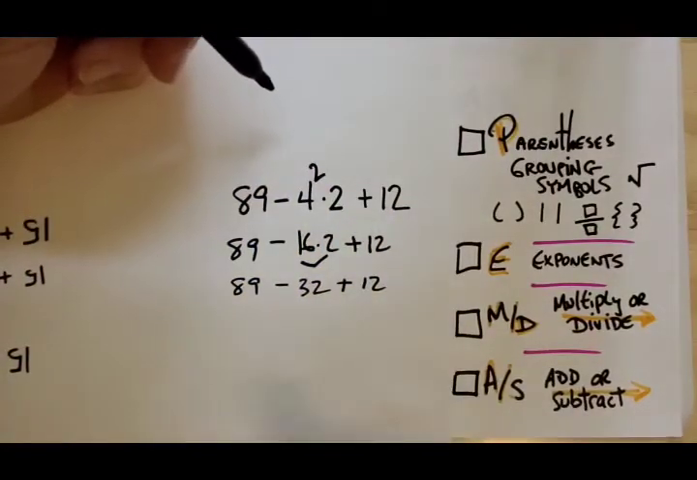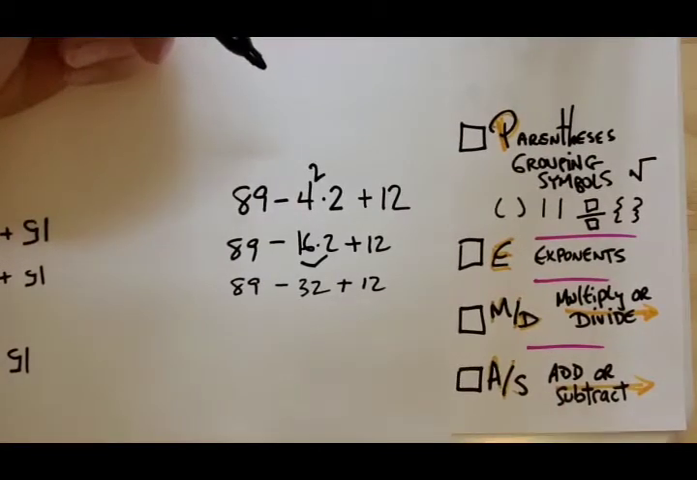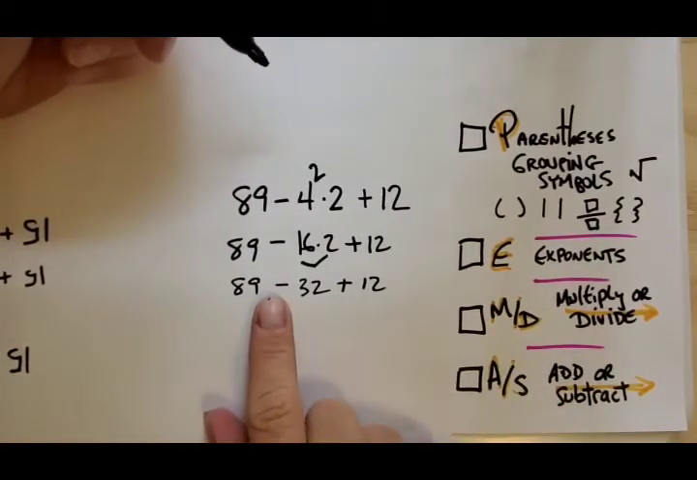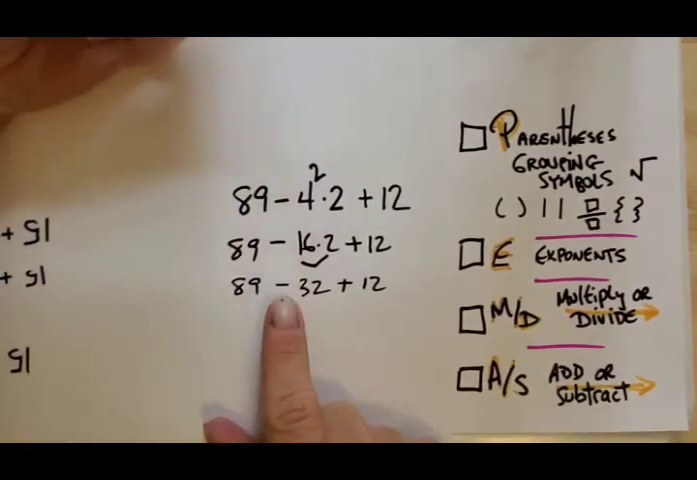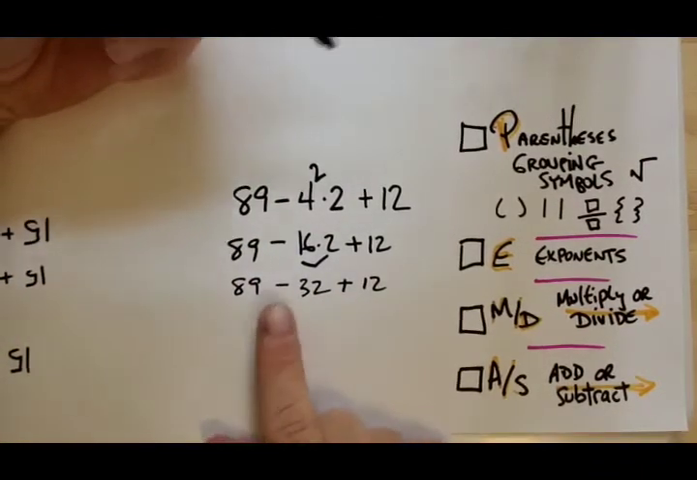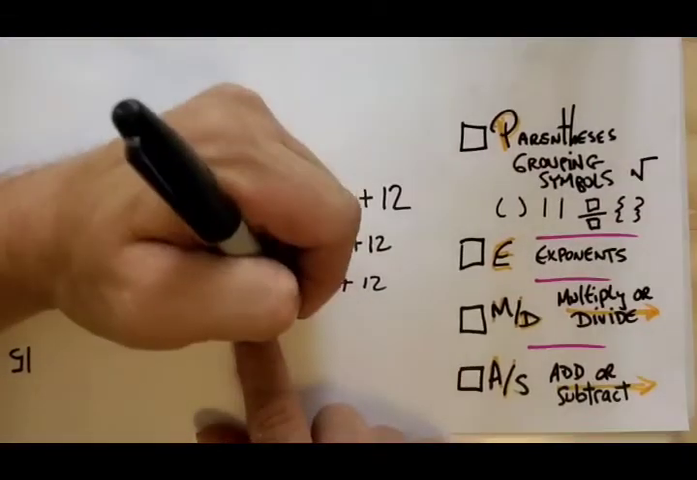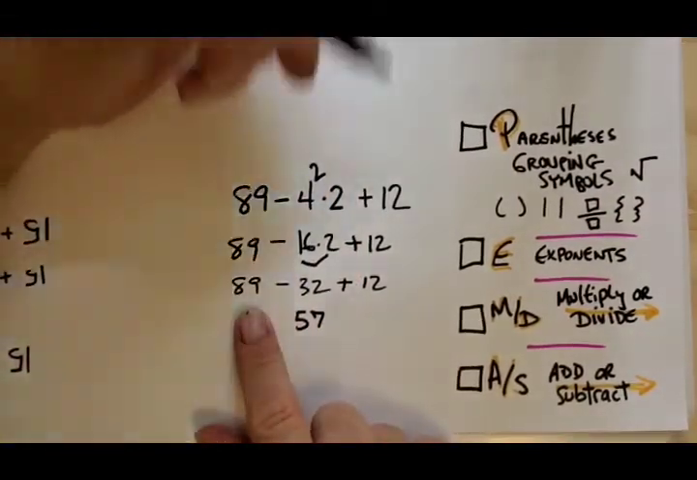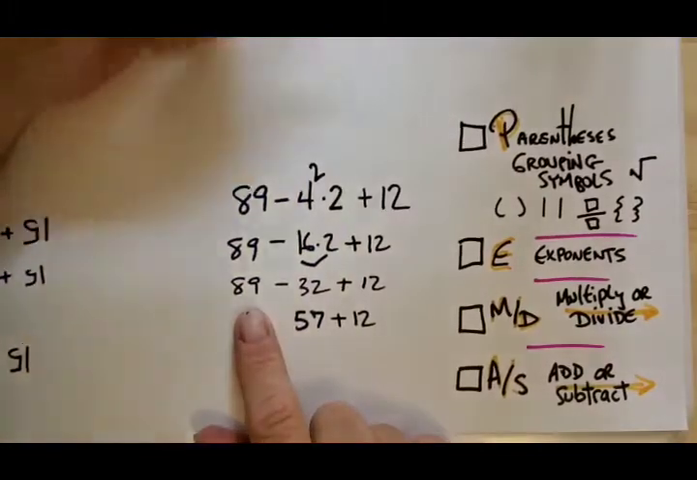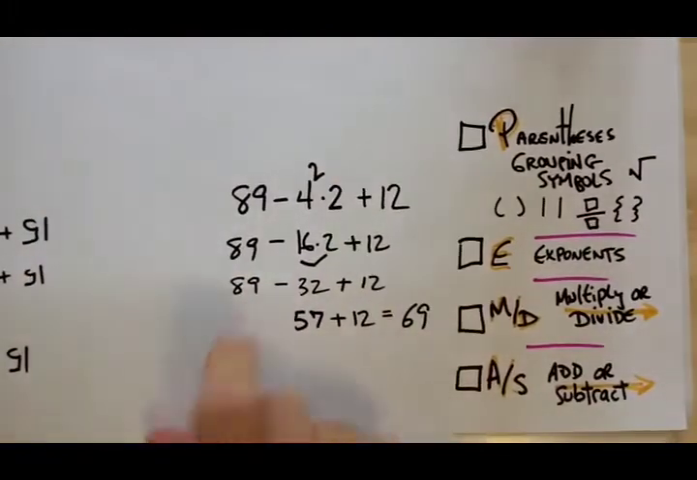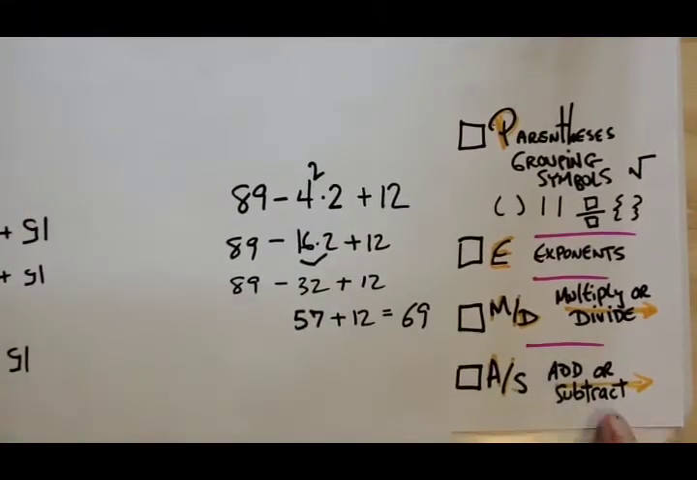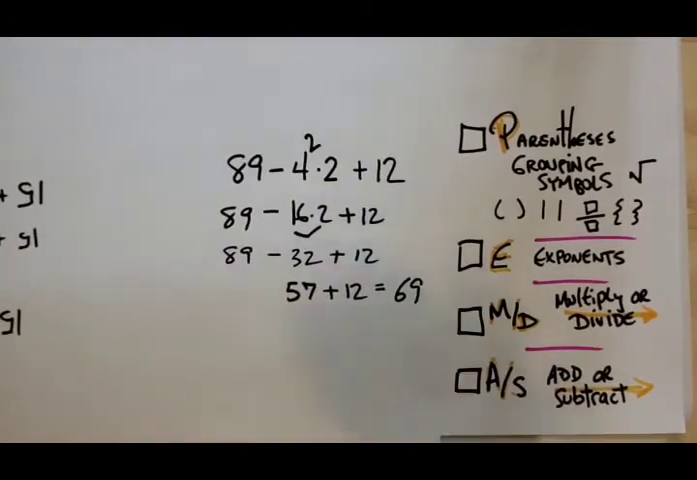And then I'm left with adding or subtracting. Again, this is a perfect situation. Add or subtract, but it has to go left to right. So since this one is on the left, it'll definitely get the priority before the addition. So 89 minus 32 is 57. And then 57 plus 12. Wonderful. Okay? And your last step in that case was to add. All right. Very good. Got a couple others.